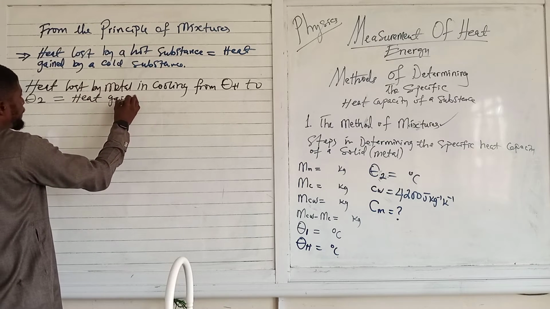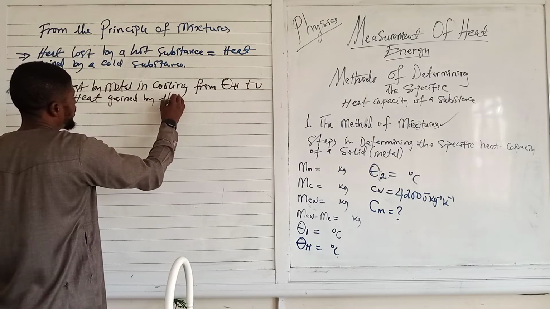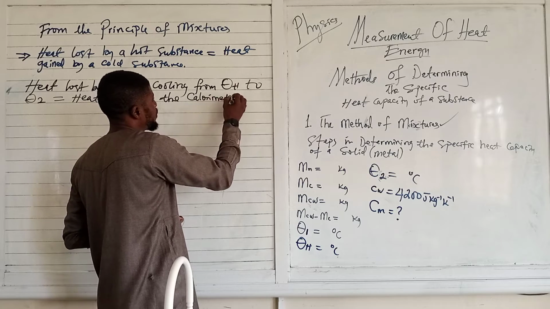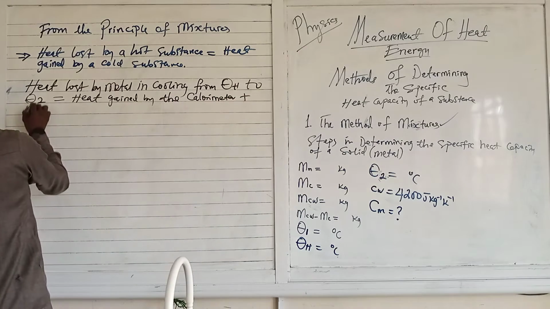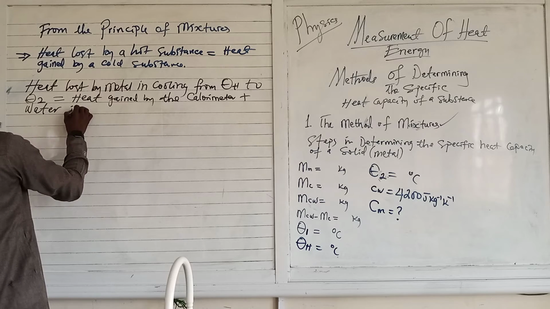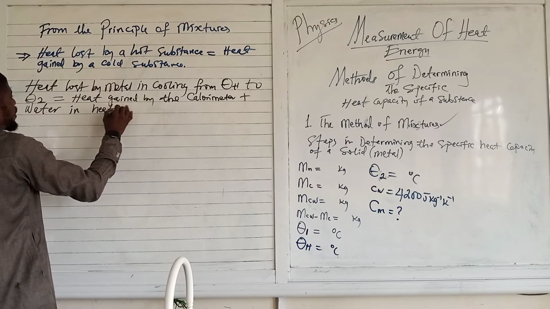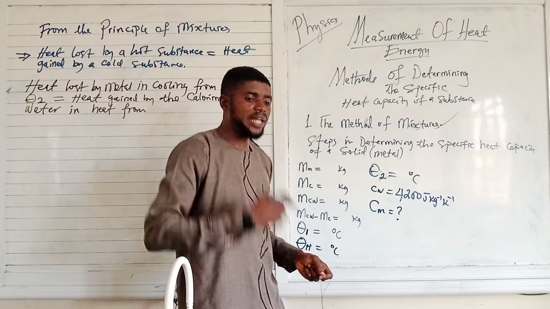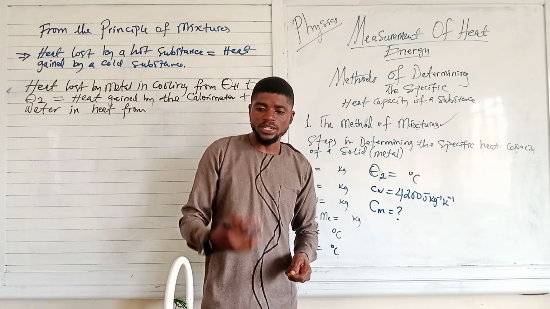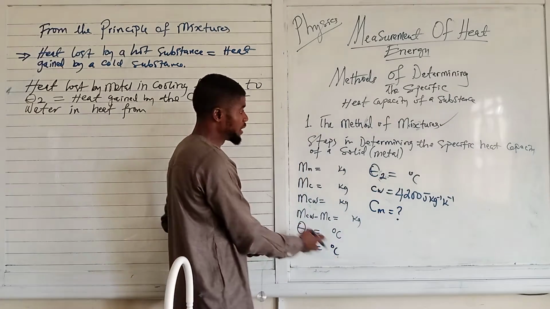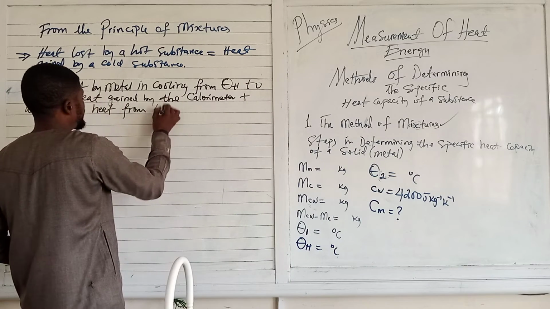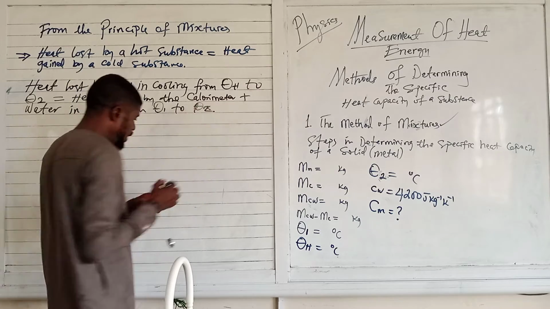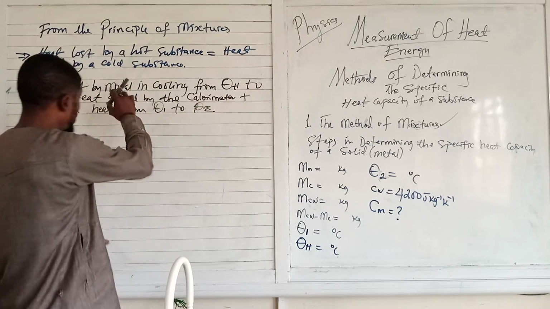Heat gained by the calorimeter plus water. In heating from theta 1, the initial temperature of the water recorded in the calorimeter, in heating from theta 1 to what? Theta 2. So this is the principle of mixtures customized.